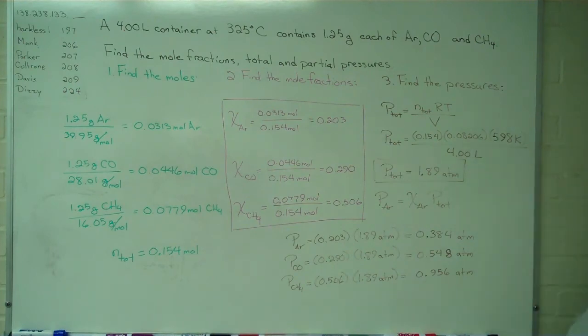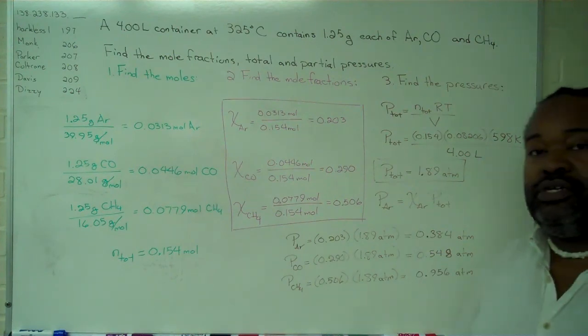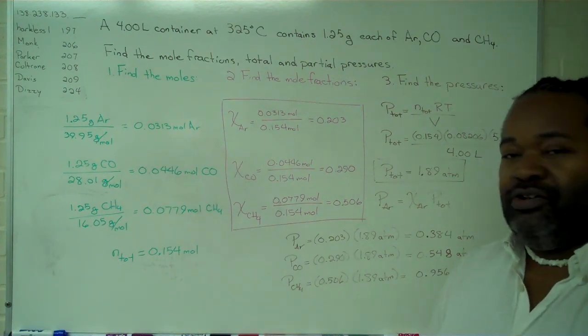Now, if we take these values and add them up, we should see, within reasonable round-off error, a total that's equal to the total pressure, because Dalton's law states that the sum of your individual partial pressures is going to be equal to the total. So it's left as an exercise for you to look at this and verify that all of this works.